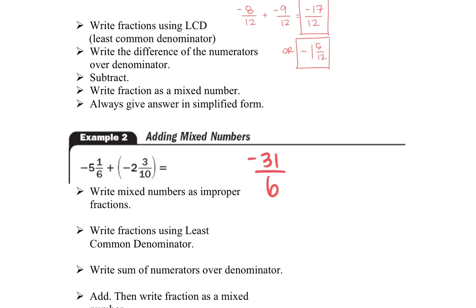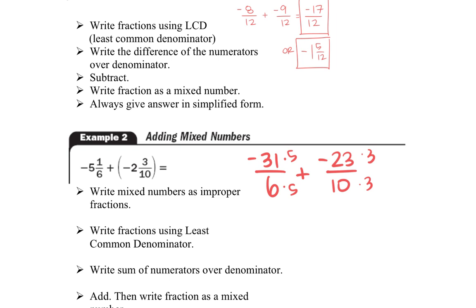6, and I'm going to make that negative. Then 2 times 10 is 20 plus 3. This would be negative 23 over 10. 30 is the easiest common denominator for me to use, so I'm going to do some multiplying to get equivalent fractions here that have the same denominator.